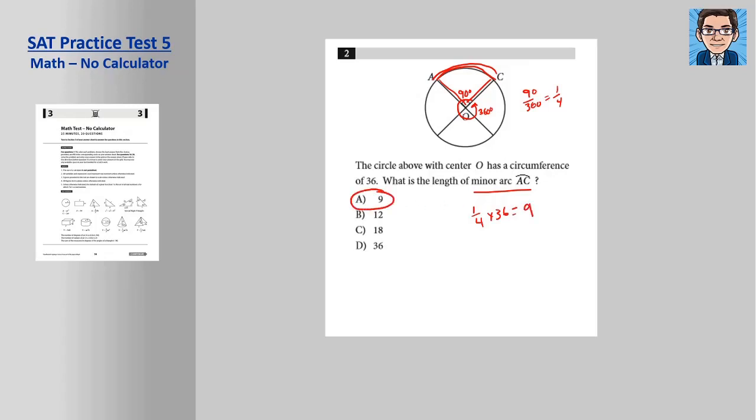Another way to look at that: if you've got 360 degrees all the way around, and that's 36, then 1/10 of the degrees is the length. So for 90 degrees, 1/10 of that is going to get you 9. Just another way to look at the ratio. But either way, we get 9.